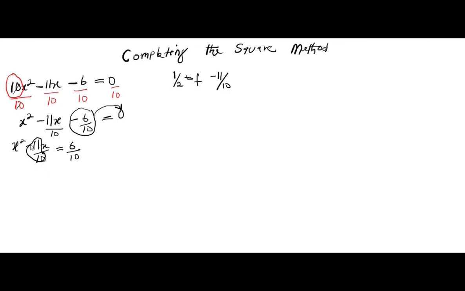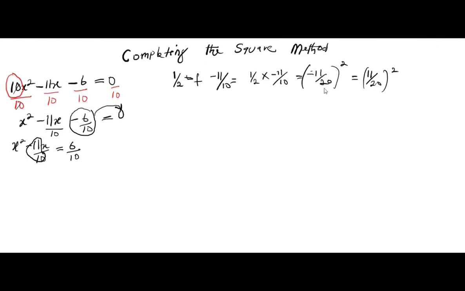So we are taking half of it, which is like saying half times negative 11 all over 10, which is negative 11 over 20. Square it and add it to both sides. But once we square this, it's like also saying positive 11 over 20 all squared, because when this negative sign is being squared, it will change to positive. So negative 11 over 20 all squared is the same thing as positive 11 over 20 all squared, because the negative, when it's being squared, will change to what?